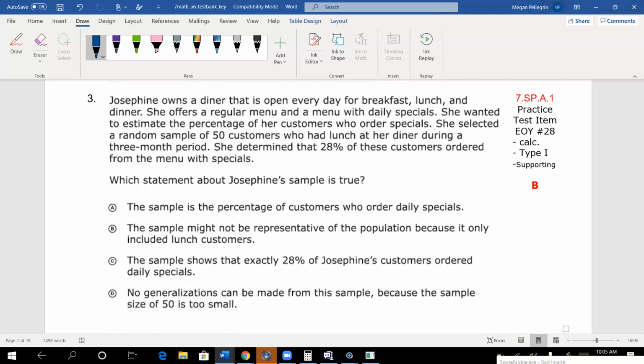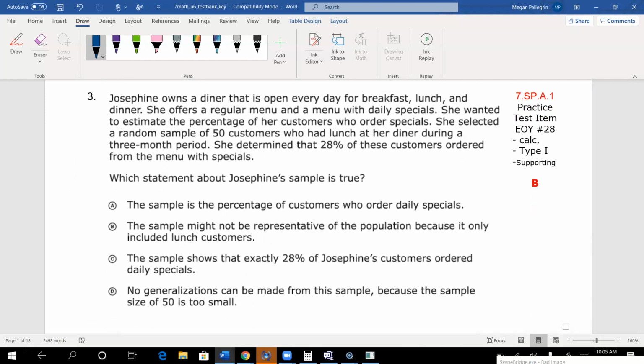Okay, number 3. Josephine owns a diner that is open every day for breakfast, lunch, and dinner. She offers a regular menu and a menu with daily specials. She wanted to estimate the percentage of her customers who order specials. She selected a random sample of 50 customers who had lunch at her diner during a 3-month period. She determined that 28% of these customers ordered from the menu with specials.